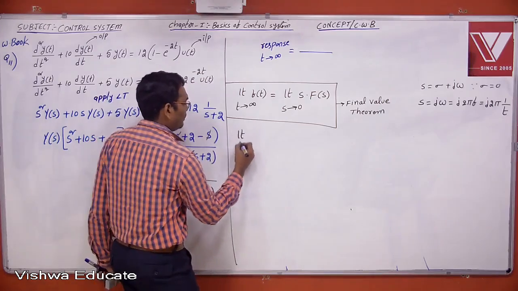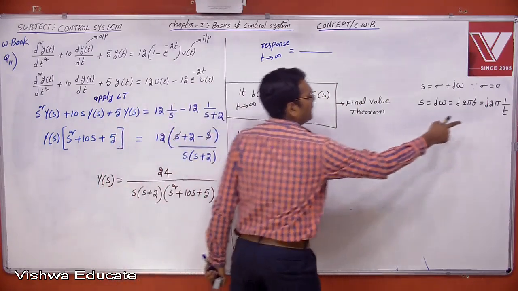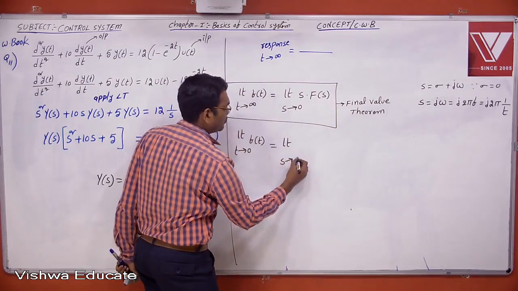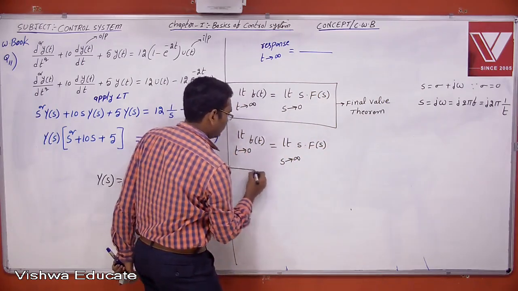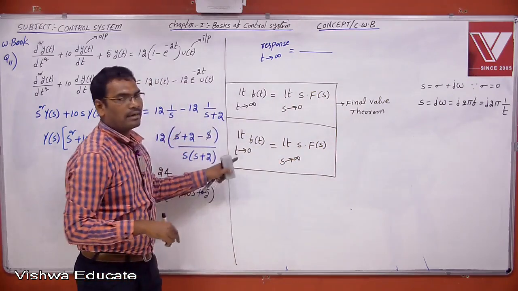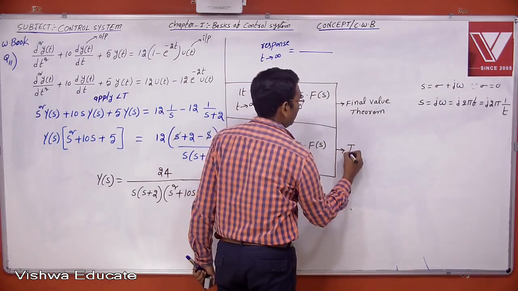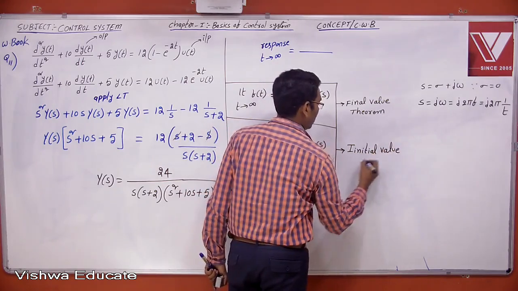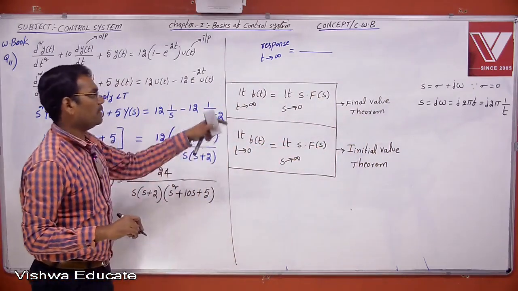In the same manner you can find this also. Limit t tends to 0 f of t. When time tends to 0, frequency tends to infinity. Therefore, limit s tends to infinity, s into F of s. When time tends to 0 it is the starting stage. Therefore, this is nothing but the initial value theorem. This is the initial value theorem, and that is the final value theorem.